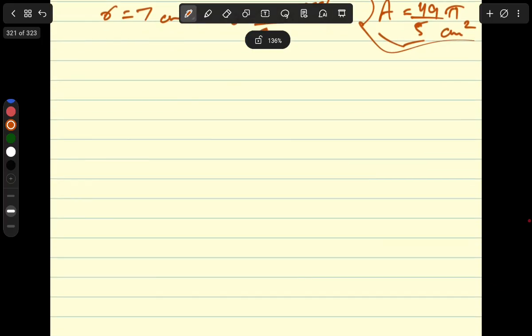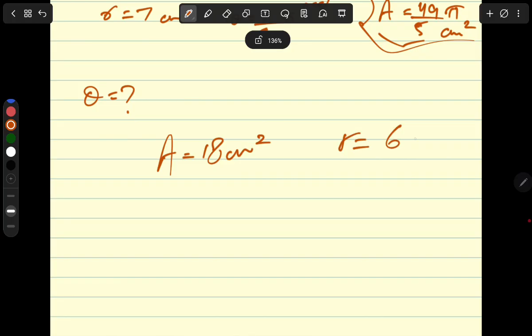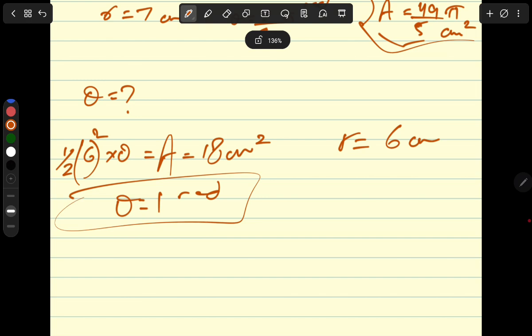Now find theta. I want you guys to find theta given that area is 18 centimeters square and radius is going to be 6 centimeters. Now this is pretty simple. Area formula is half r square theta, r is 6, theta we don't know, so we let it be. So this becomes 36 upon 2, so theta is nothing but 1 radians, as simple as that. Okay, now this is beautiful connection to the definition that we did at the very start of this lesson.